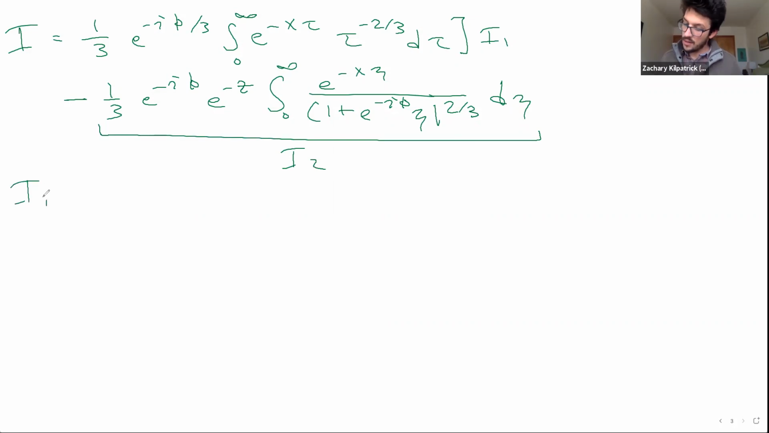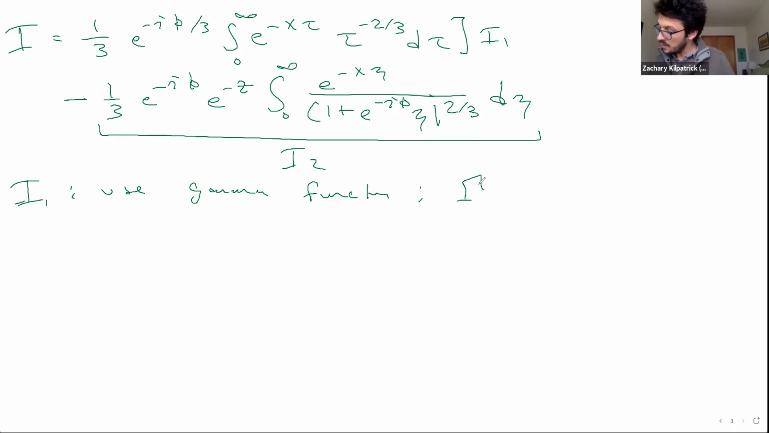So I1, we can actually evaluate using the gamma function. And remember, what's the gamma function? It's just that gamma of some a is equal to the integral from 0 to infinity of tau to the a minus 1, e to the minus tau d tau. So in fact, let's make it s just so we're not confounding variables here.